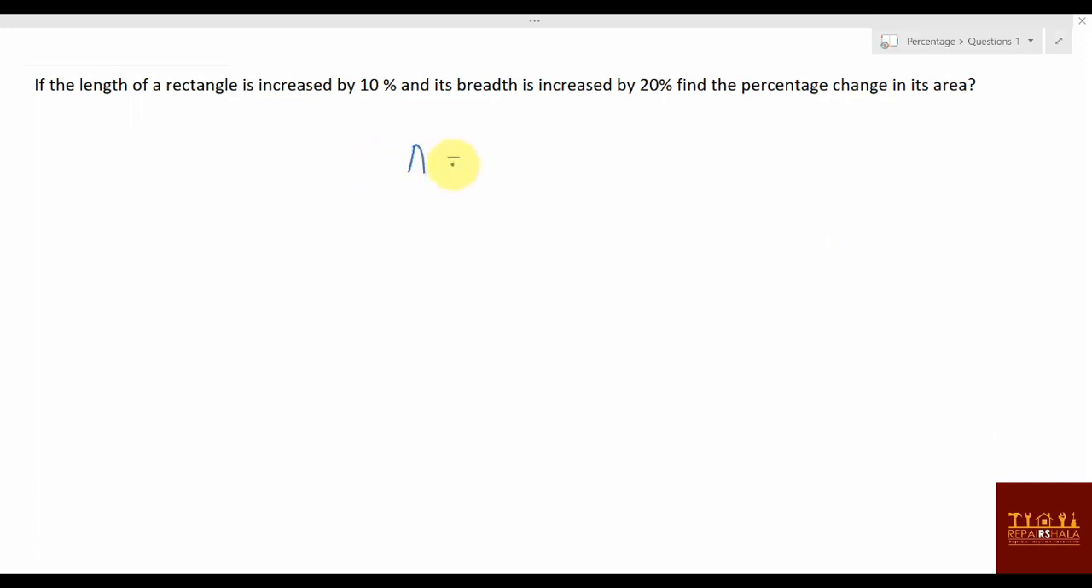Now area equals length into breadth. Yes or no? Area equals length into breadth. What is given? 10 percentage, and 20 percentage. This one is 20 percentage. Okay.